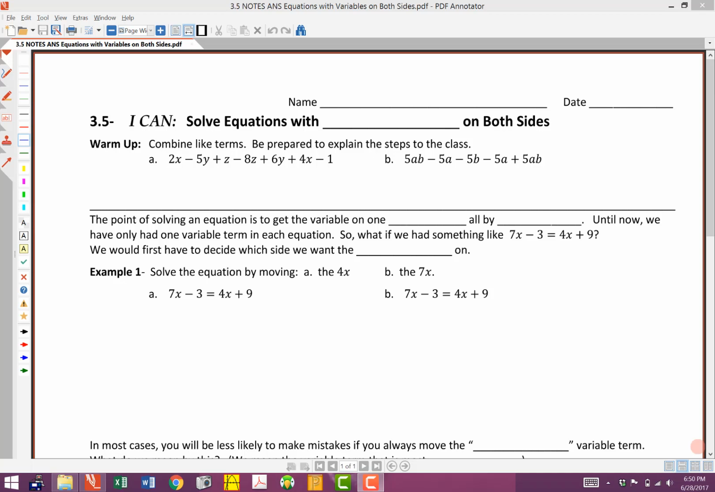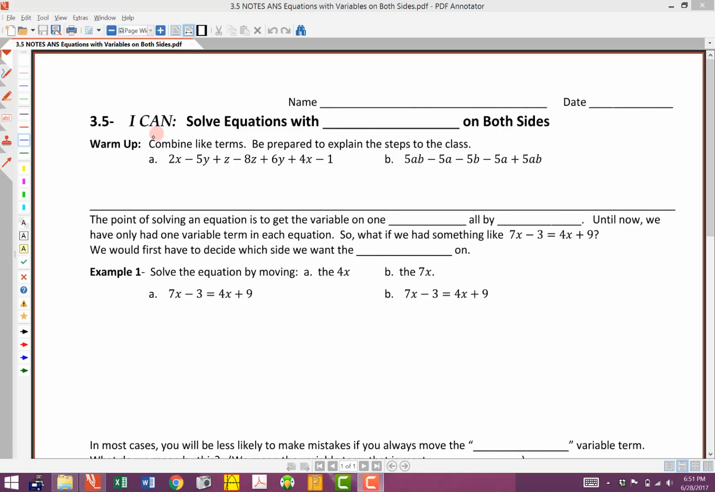So as we've gone through and learned how to solve equations, we started with one-step equations and then two-step equations. Then we talked about solving equations with distributing and that sort of thing. And then the last type of equation that we need to learn how to solve when we're learning these basic equation solving skills is this next section.